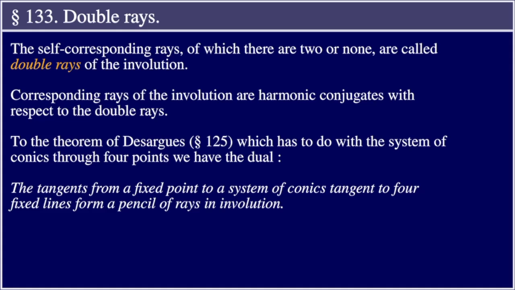To the theorem of Desargues, section 125, which has to do with the system of conics through 4 points, we have the dual. The tangents from a fixed point to a system of conics tangent to 4 fixed lines form a pencil of rays in involution.